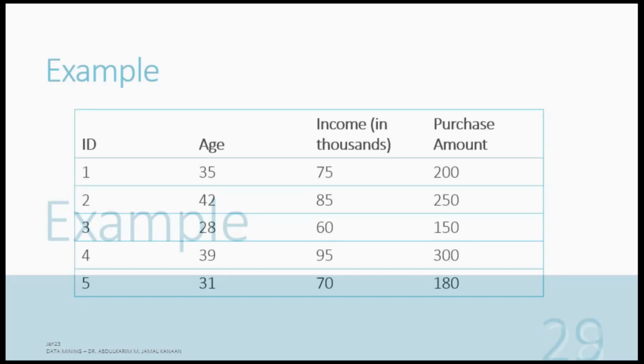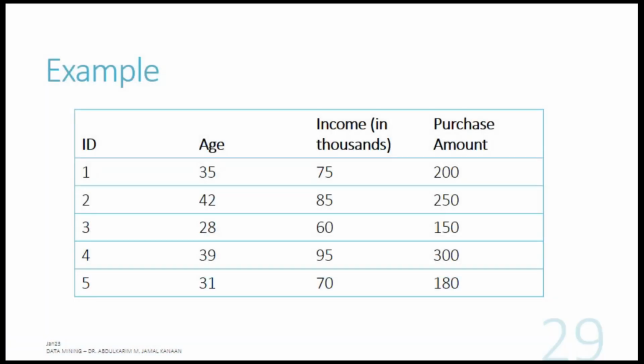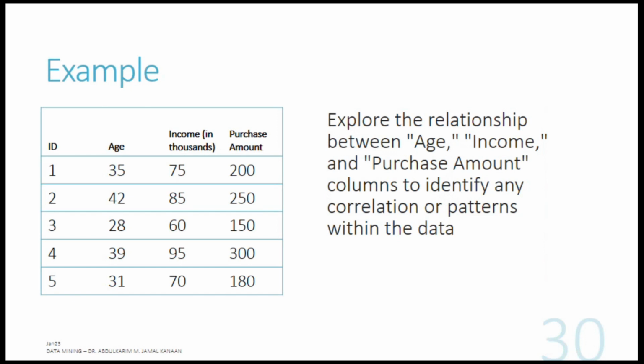So if I give you this data set, this is a sample of the data set, and then the question comes in: explore the relationship between the age, income, and purchase amount columns to identify any correlation or pattern within the data. So what you need to do, a simple way, if you like to apply the simple way, what do you need to do?